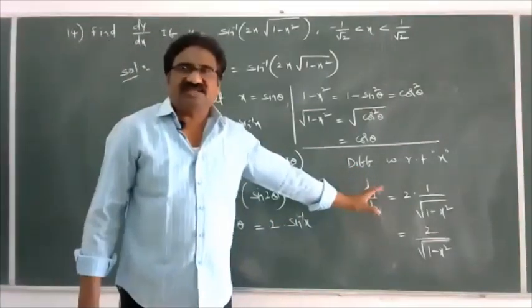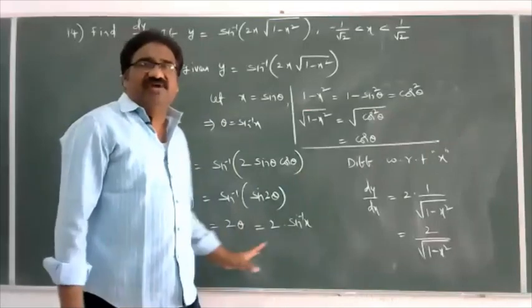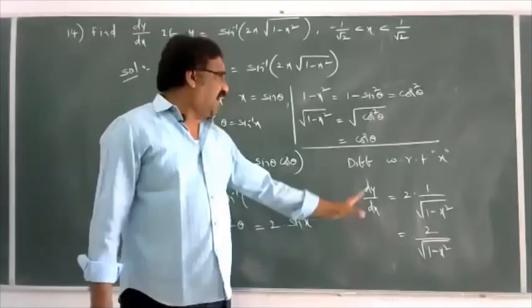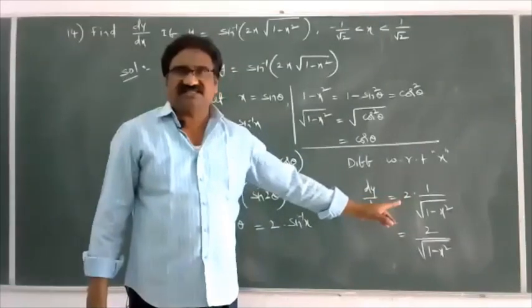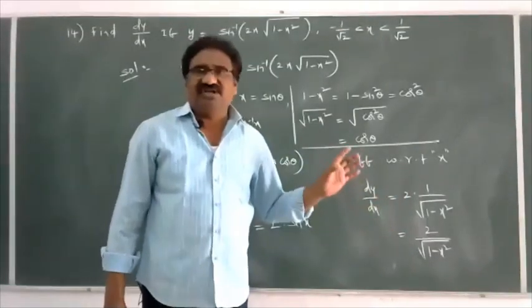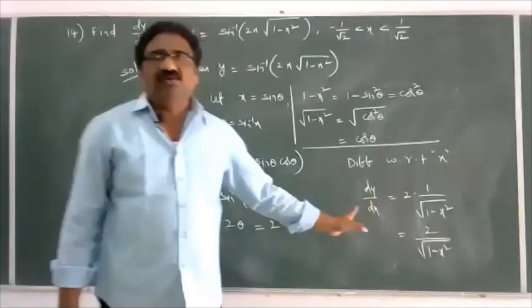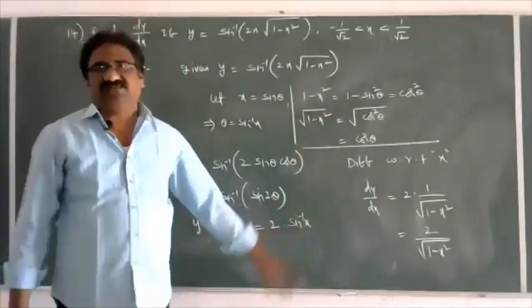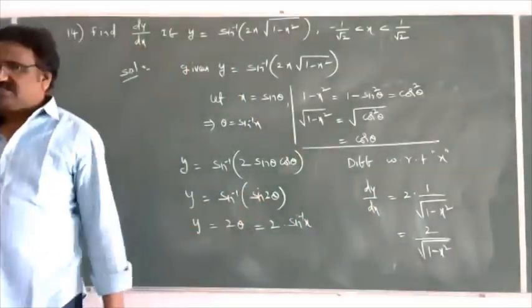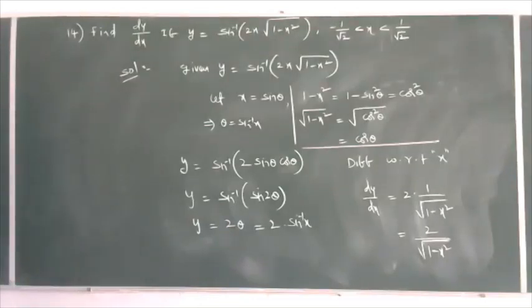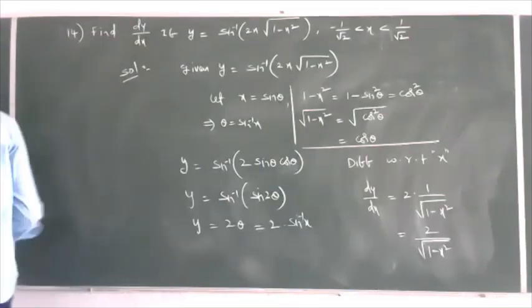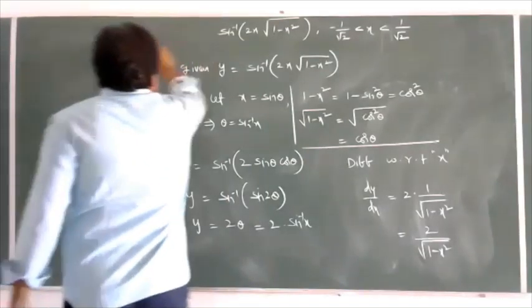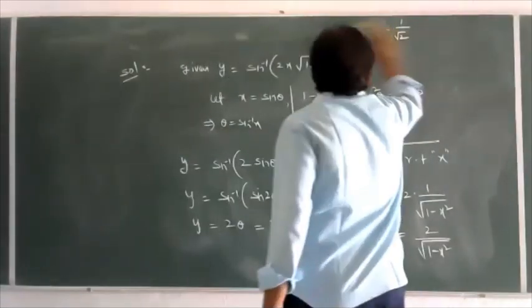Differentiating both sides with respect to x, y derivative is dy by dx, and sin inverse x derivative formula is 1 by root of 1 minus x square. So the given function differentiation is 2 by root of 1 minus x square. That is the solution of the 14th problem. Then we are going to discuss the 15th problem.